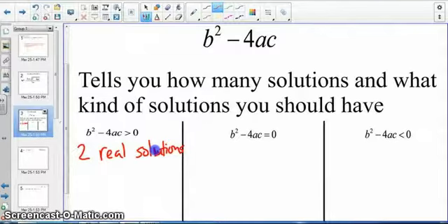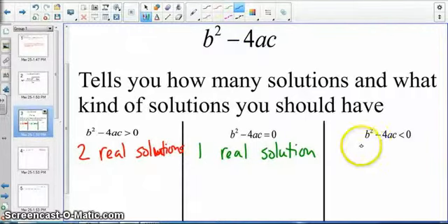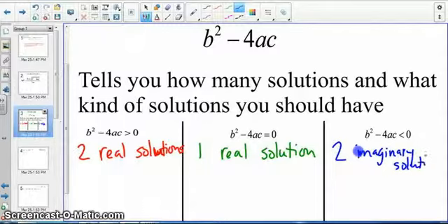So two real solutions. That means it crosses the x-axis twice. If b squared minus 4ac equals 0, we'll have one real solution. That means it crosses the x-axis one time. Then if b squared minus 4ac is less than 0, we're going to have two imaginary solutions. That means we will have an i with our answer.